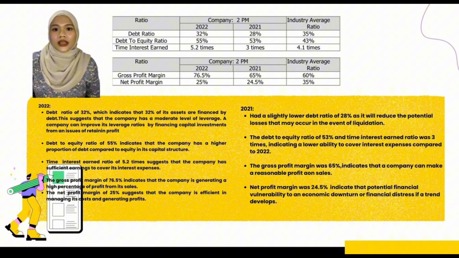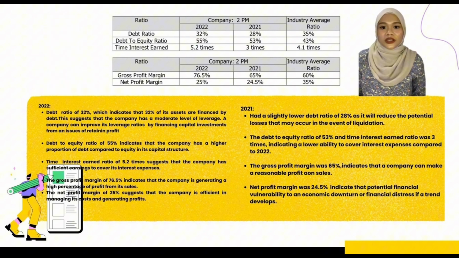The times interest earned ratio of 5.2 times suggests that the company has sufficient earnings to cover its interest expenses. And the gross profit margin of 76.5% indicates that the company is generating a high percentage of profit from its sales. And the last one is the net profit margin of 25%, which suggests that the company is efficient in managing its costs and generating profit.